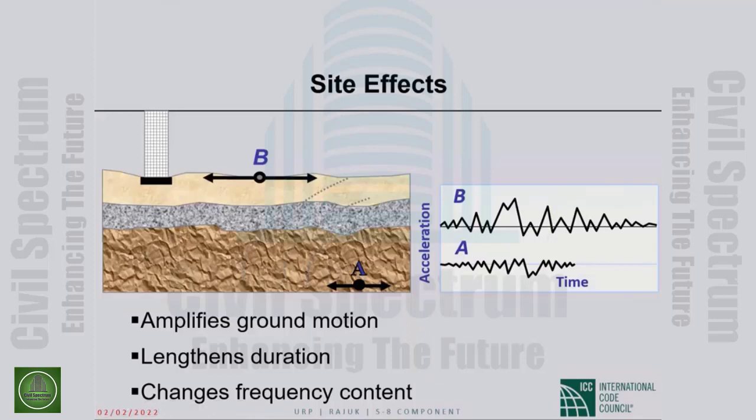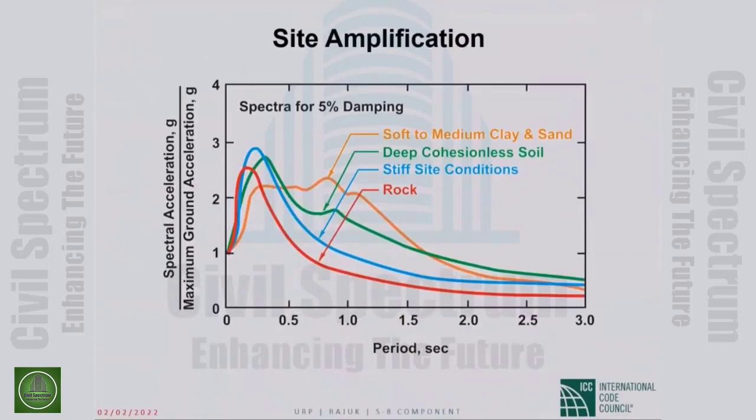Okay, so if you look at the two different motions, now a ground motion typically does not have one frequency. It has a frequency content, a mixture of frequencies. And if you look at the top and the bottom figures, you will see that the mixture of frequencies are quite different between the two. So the frequency content changes because of the overlying soils.